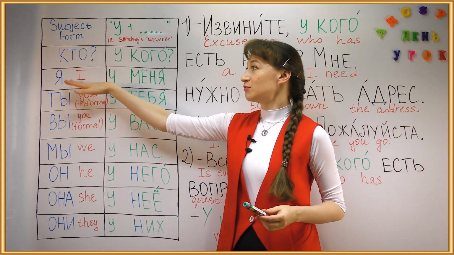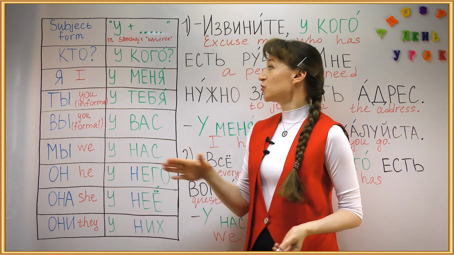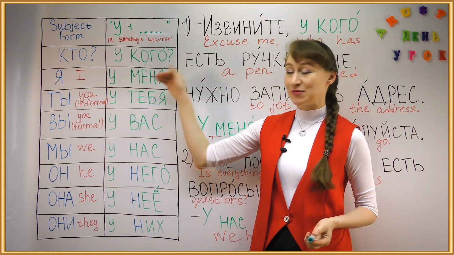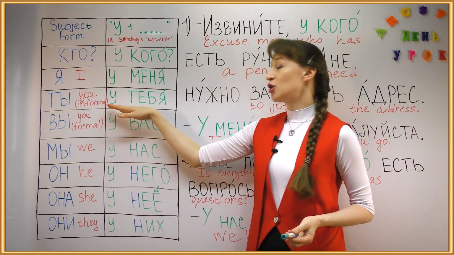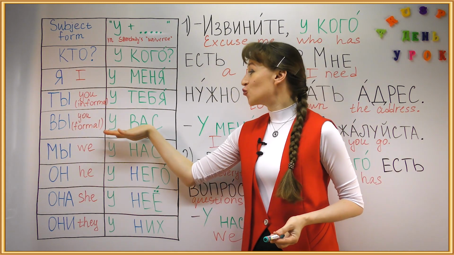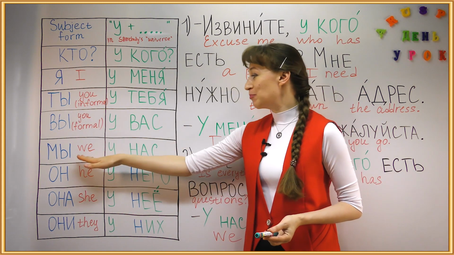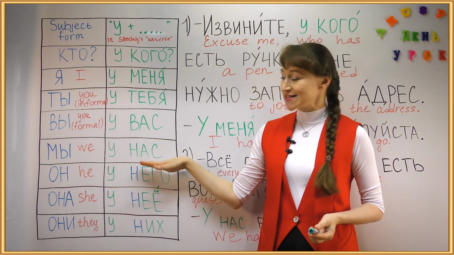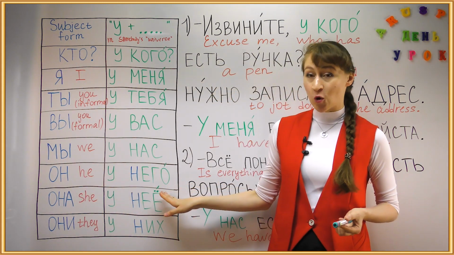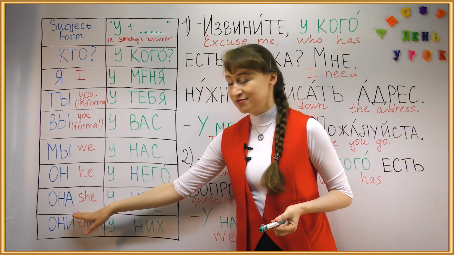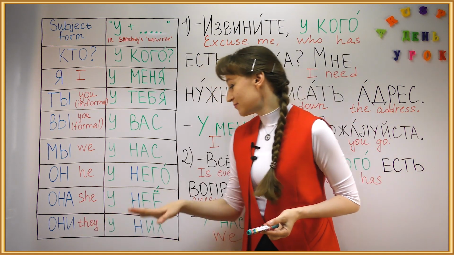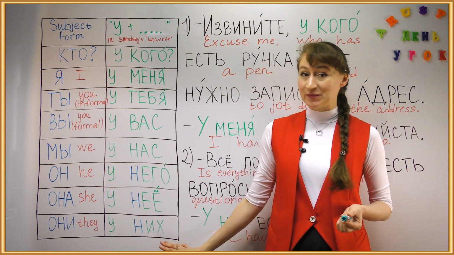So let's take a look at all the pronouns here. So кто? Я. Subject form. У кого? У меня. Ты? У тебя. Вы? У вас. Мы? У нас. Он? У него. Она? У нее. Они? У них.